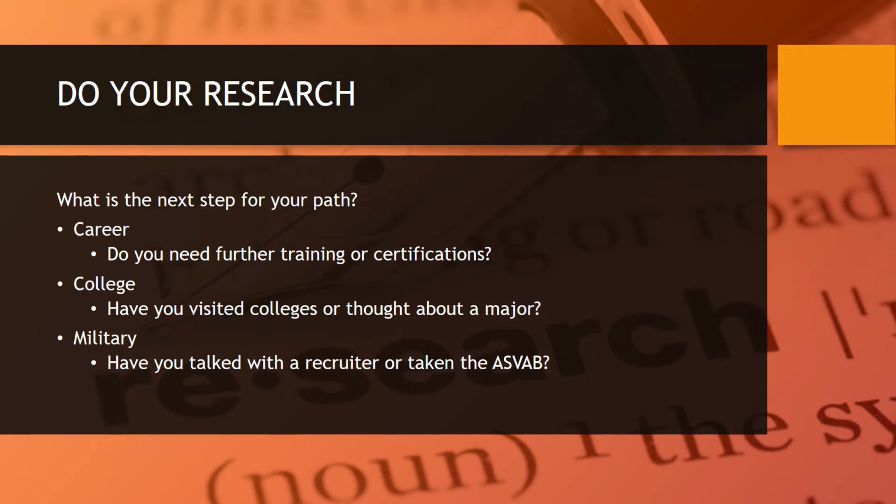If you're going into the world of work, will you require further training or certifications? If a student's deciding they would like to go on for a post-secondary education in a college or university setting, have college visits been planned or a major been discussed? If you're thinking about military service, has a student talked with a recruiter or taken the ASVAB exam?